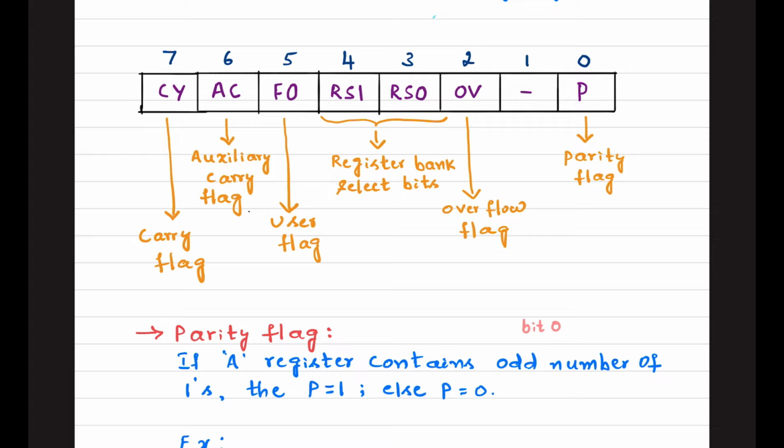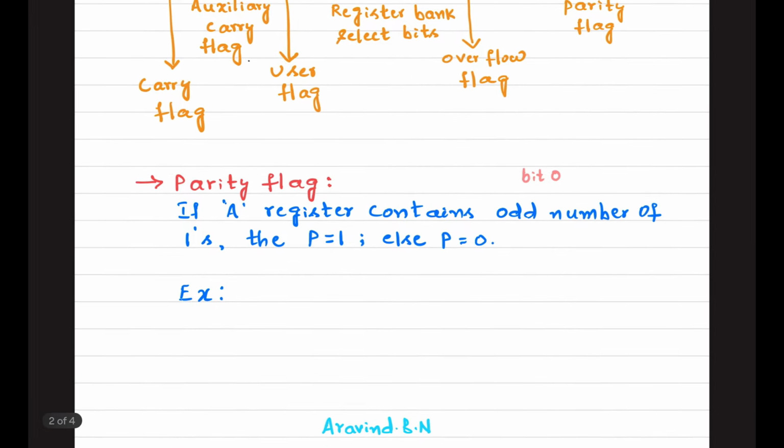Now let us take each of them individually and verify how they are set and reset based on various operations. First, let us start with the parity flag. If the A register, that is the accumulator, contains an odd number of ones, then P is equal to 1, else P is equal to 0. Now let us consider an example for that.